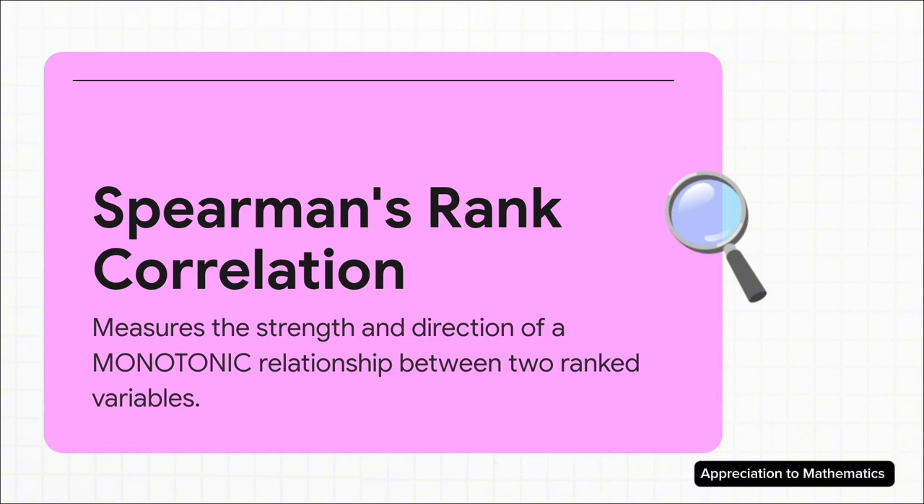And the big fancy keyword for this one is monotonic. I know, it sounds complicated, but it's really not. It just means the relationship is heading in one consistent direction. As one thing goes up, the other thing keeps going up. Or as one goes up, the other keeps going down. It doesn't have to be a perfect straight line, it just can't suddenly turn around and go the other way.